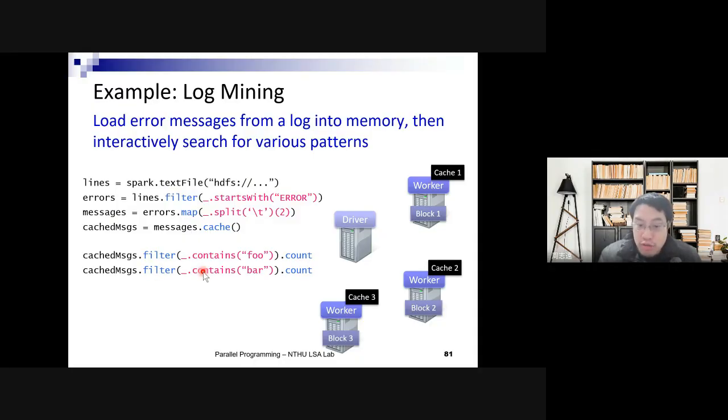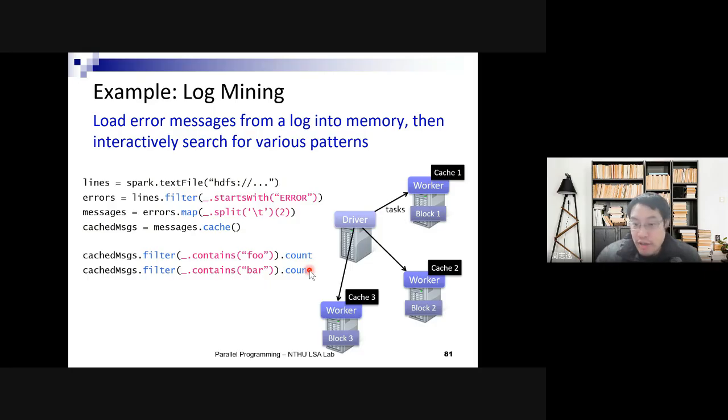But if you're going to reuse the data, for example, now we need to filter the messages with bar and count how many arrows like this are in our log. This task will process from the cache. It will not redo all those things. This count will be directly computed from the data set stored in the cache, so it can skip over all those previous steps. That's why Spark will be much faster for iterative processing.